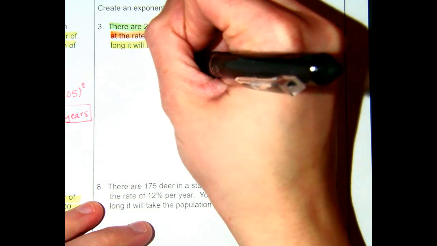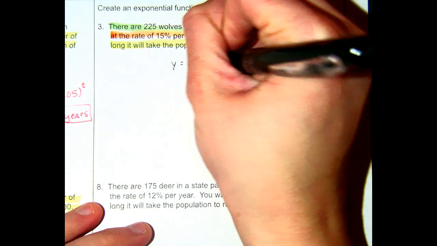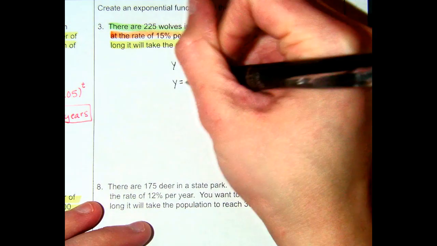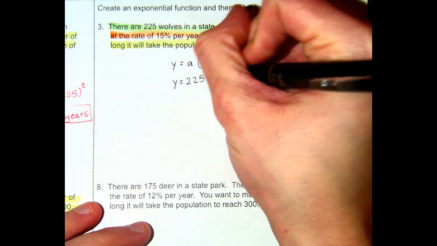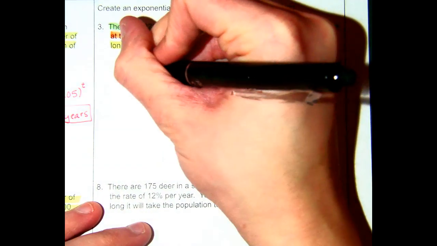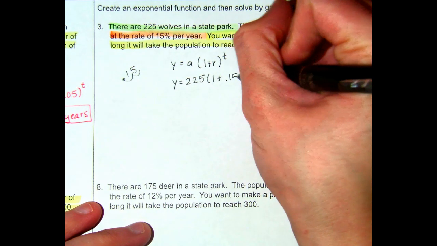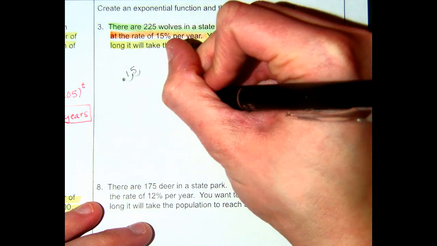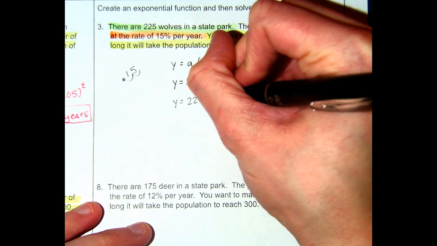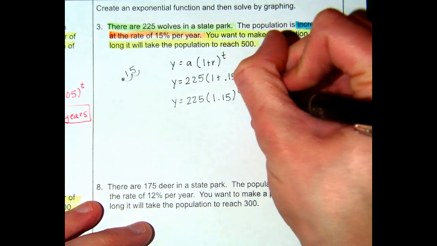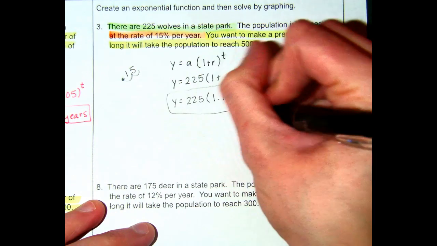So again, y equals a parentheses 1 plus r to the t. I know I'm using that one because it is growth. We start at 225. 1 plus 15%. Move the decimal place. So it's 0.15 to the t. Add those together and you get 1.15 to the t. That is part of my answer.